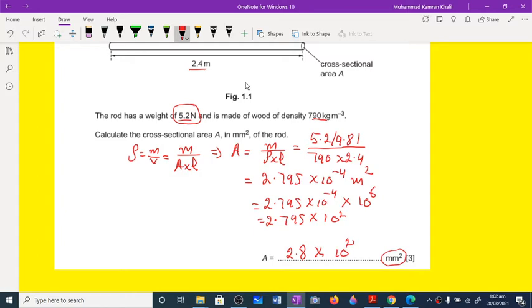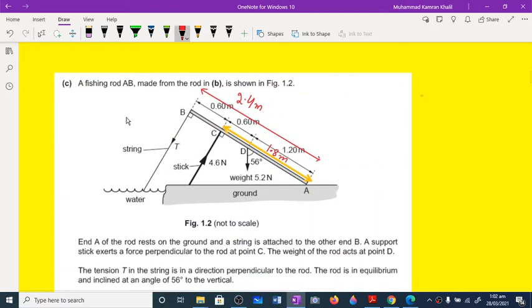This is a conversion which many of the students were not able to perform correctly. To convert meter into millimeter, multiply by 10 power 3, and to convert meter square into millimeter square, you will multiply it by 10 power 6. The next part is very interesting.